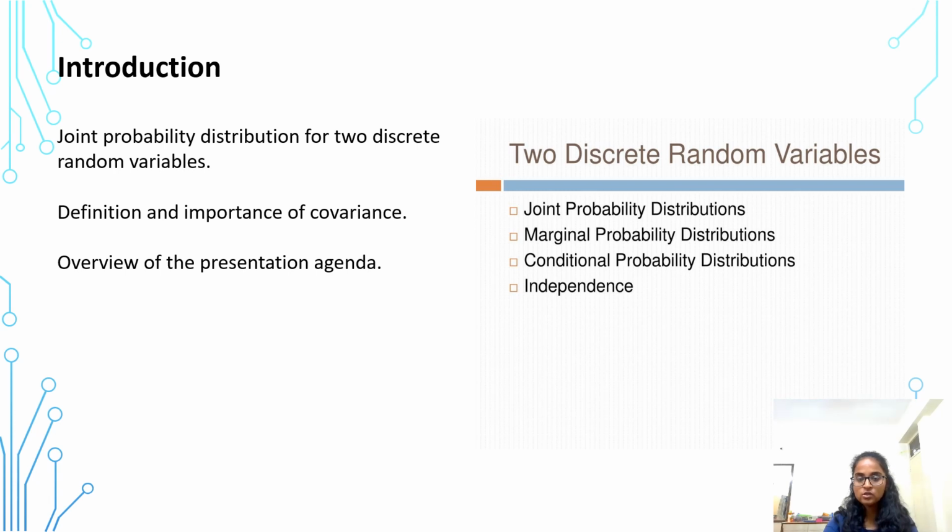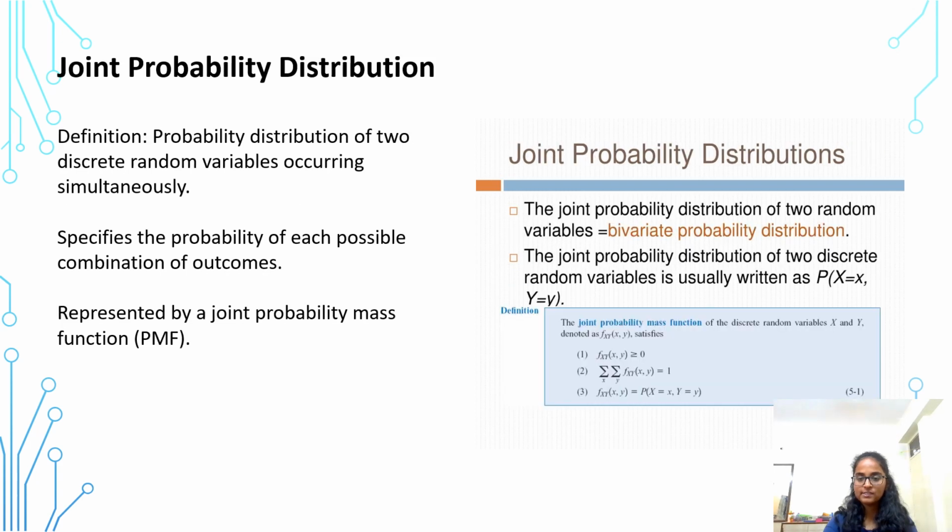the overview of the presentation agenda. So for two discrete random variables, we have the joint probability distributions, marginal probability distributions, conditional probability distributions, and independence. Let us look at the joint probability distribution. The definition is: the probability distribution of two discrete random variables occurring simultaneously is referred to as a joint probability distribution.